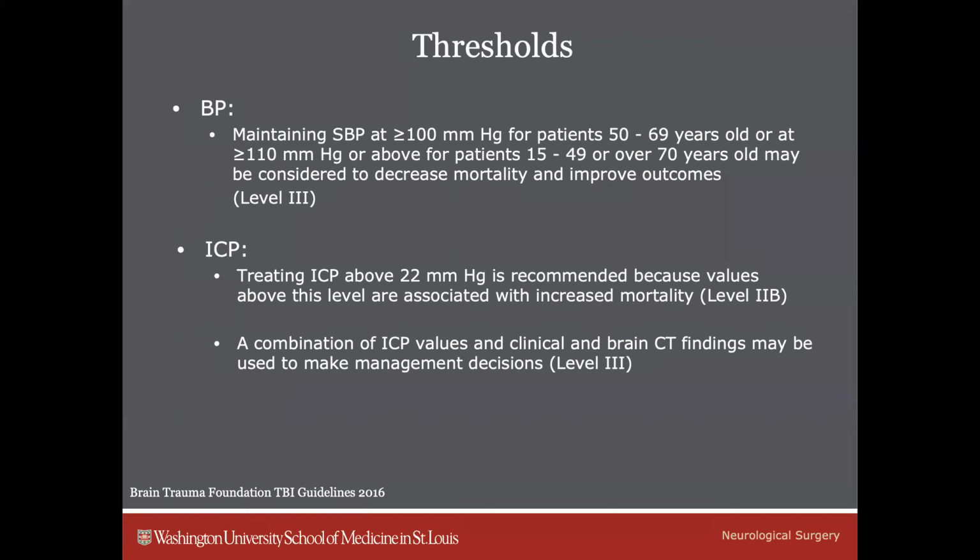Similarly, ICPs, treating ICP above 22 is recommended. And then you can use a combination of ICP and clinical and brain CT findings to make management decisions. So this number of 22 is pretty interesting. We typically say 20 or 25.